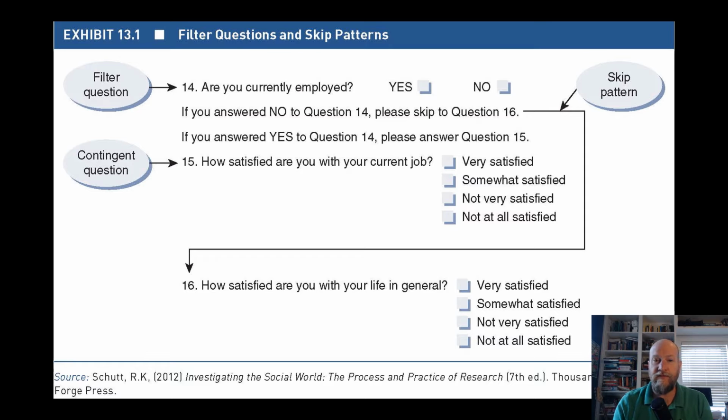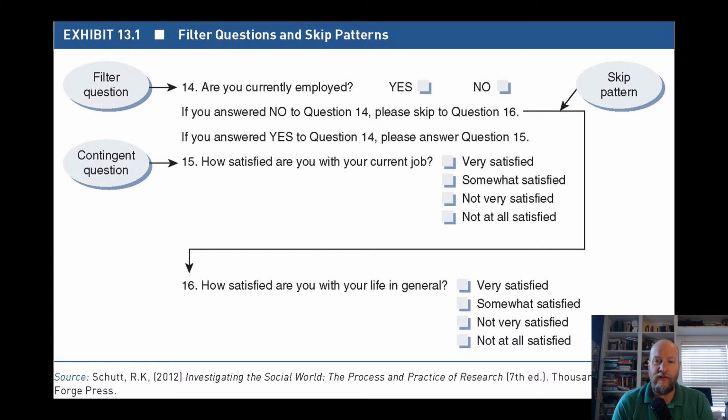This is an example of a filter and skip pattern. So, are you currently employed is the filter question. If they answered no, please skip to question 16, which is how satisfied are you with your life in general. The question that you skip, if you answer yes, you would then go and complete the contingent question, which is how satisfied are you with your current job.